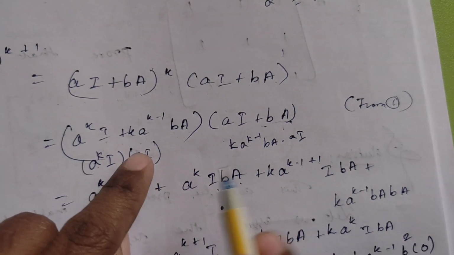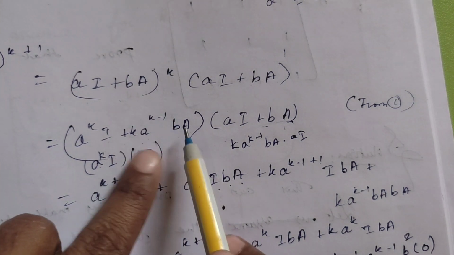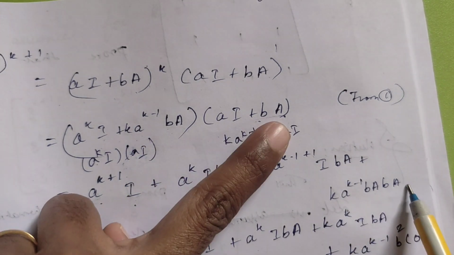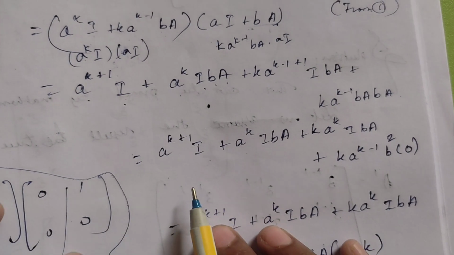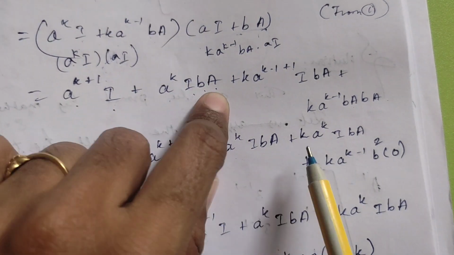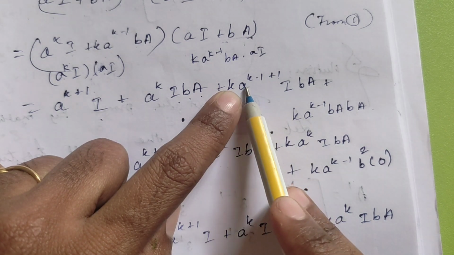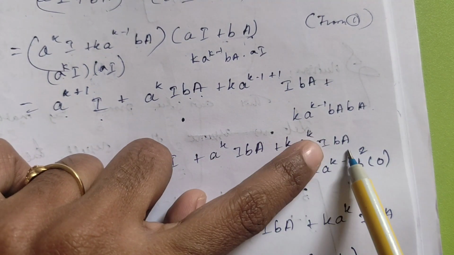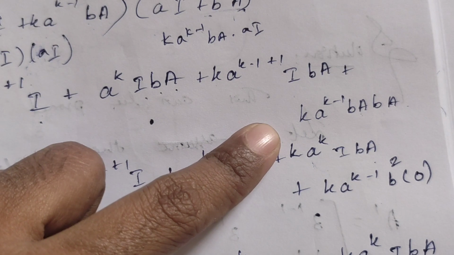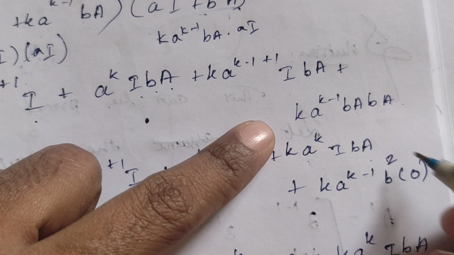So the next step is this element with the second element: K A power K minus 1 BA into BA. That is what they have written. So the next step, A power K plus 1 into I plus A power K I BA plus K A power K minus 1 plus 1 will become 0. So A power K I BA plus K A power K minus 1 B into B, B square, A into A will have A square.